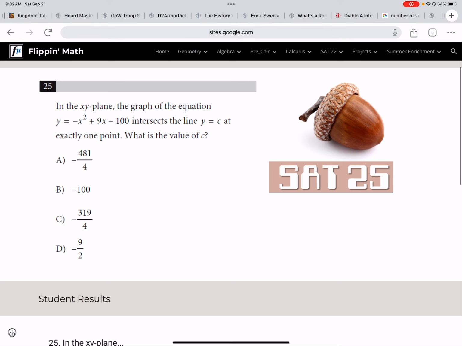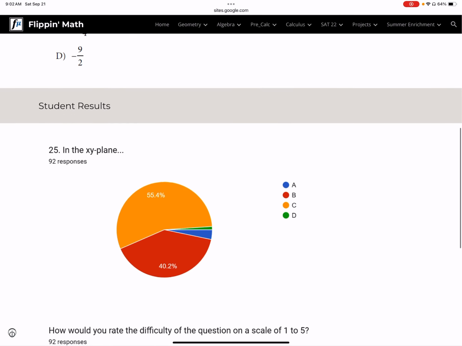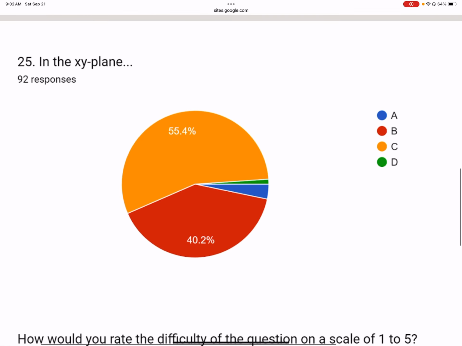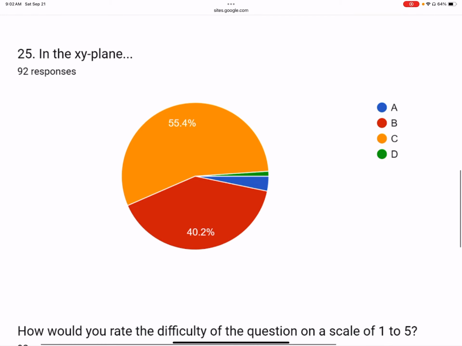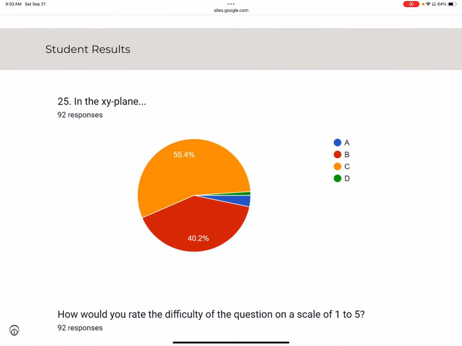Before we dive into the solution for this question, let's take a look at your results. From this pie chart, you can see the majority of answers were split between two responses: C, the orange at 55.4%, and the burnt orange looking red at 40.2% at answer choice B. There were a handful of answers of A and D. Now, of course, there can be only one answer, and I wonder which one it is.